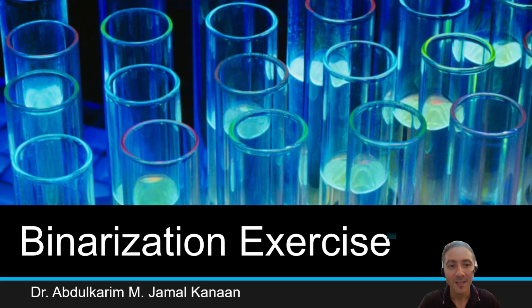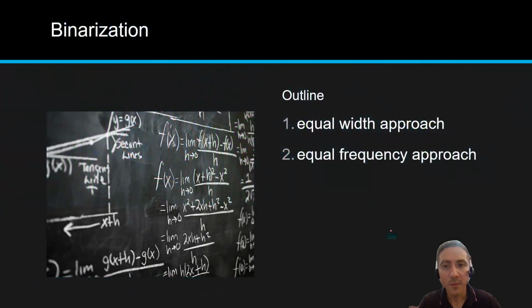Hello everyone. So in this session, I'm going to look into discretization exercise or binarization. Binarization is a special case of discretization where we're looking into two bins, because after all, we need to represent objects with 0 and 1. In this example, we're going to apply the equal width approach and the equal frequency approach. So without further ado, let's go into the exercise and see what it's all about.